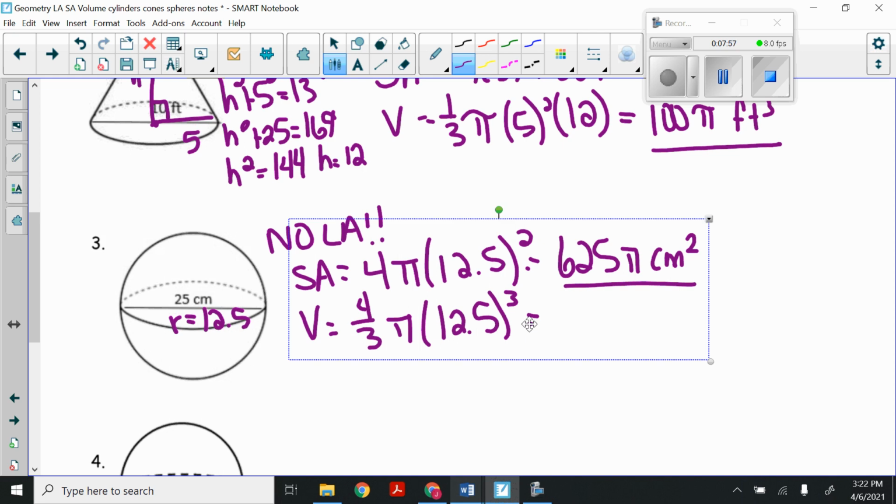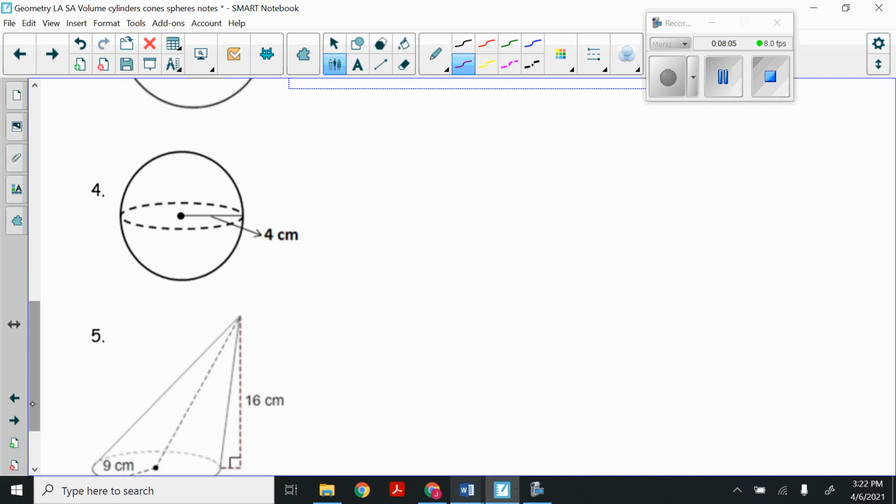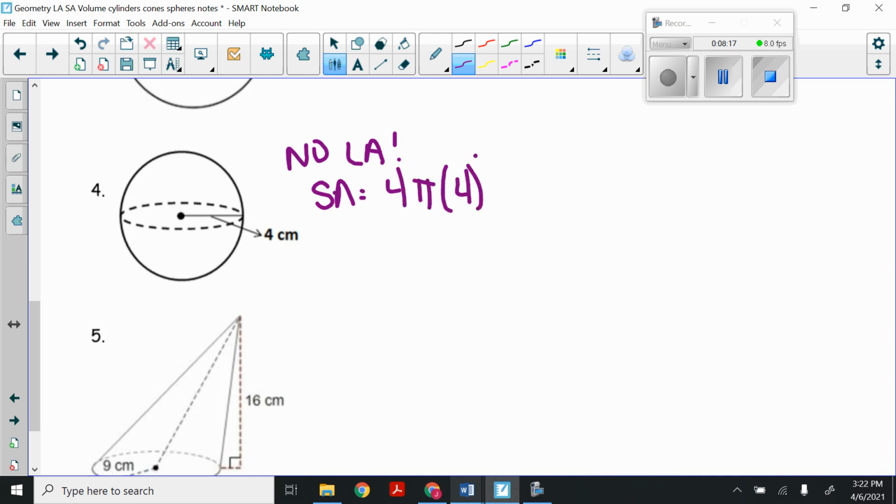Multiply all of that out, we get 2,604.2 pi cubic centimeters. Number 4, again, we have another sphere, no lateral area. Surface area is equal to 4 pi times our radius, 4 squared. So 64 pi square centimeters.